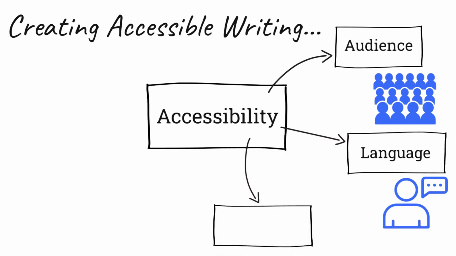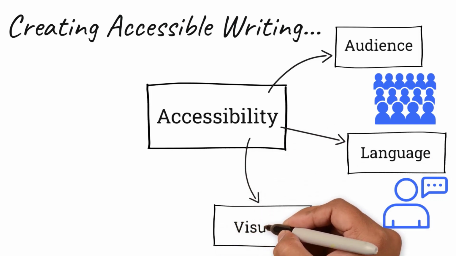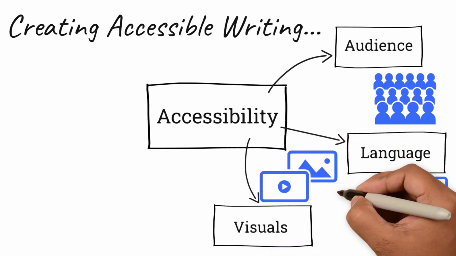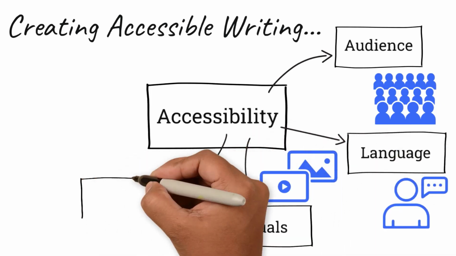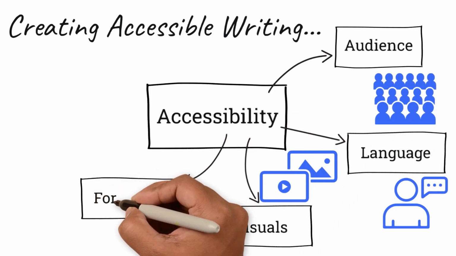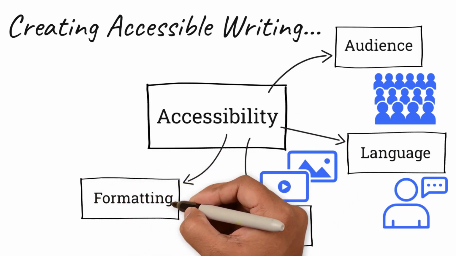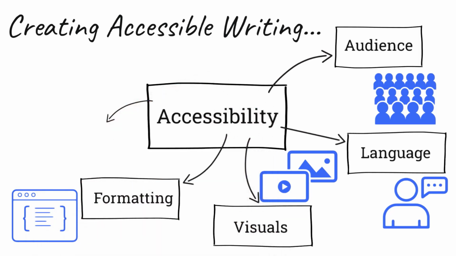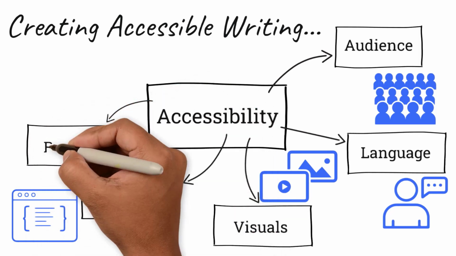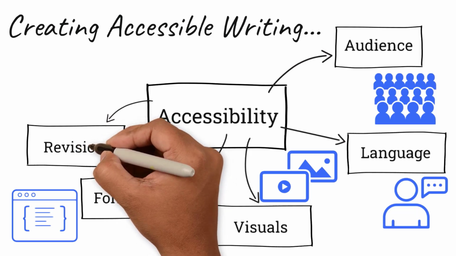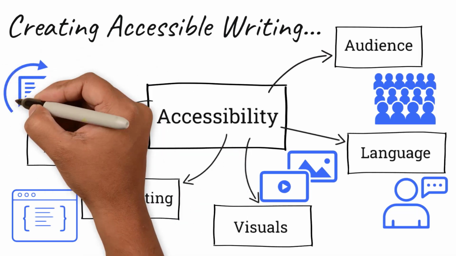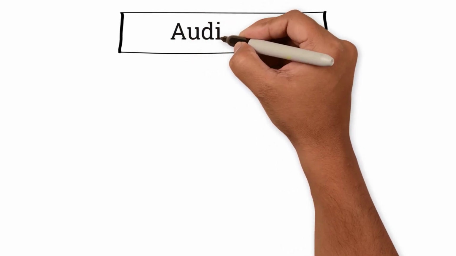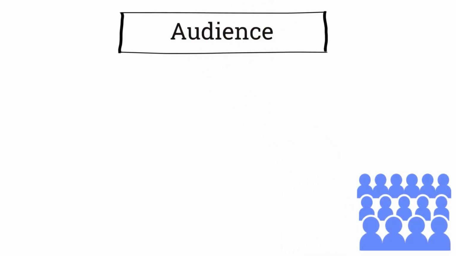The third thing that we'll look at is our use of visual aids. There are so many visuals we can use to increase the accessibility of our writing. The fourth part we'll look at is about formatting our final document. And the very last thing that we'll consider is doing our final edits and our final revisions. Revising our document at the end will put the finishing touches on. So first, let's start with audience.